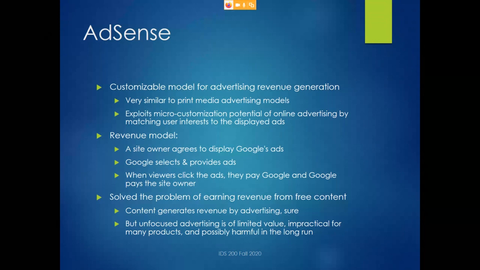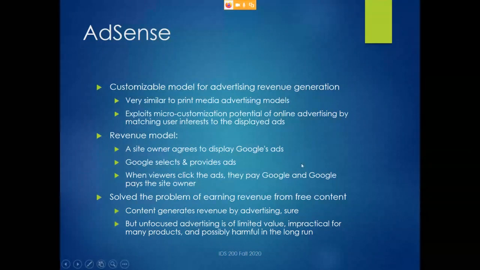So the difference is AdSense allows micro customization. Essentially, every distinct user who views a page could get a unique ad custom tailored for their experience, as opposed to a regular newspaper where they're going to print out 1 million copies and they're all going to be basically the same.